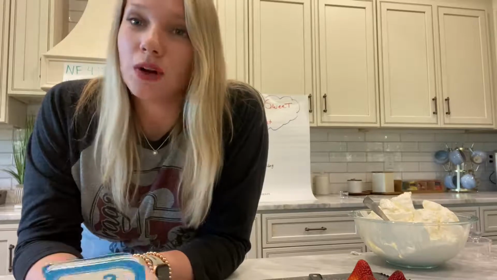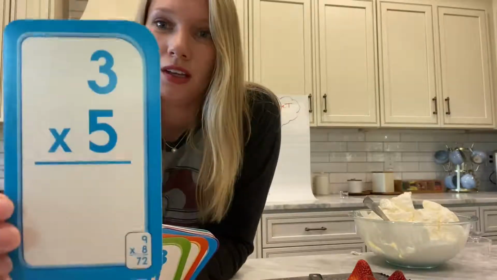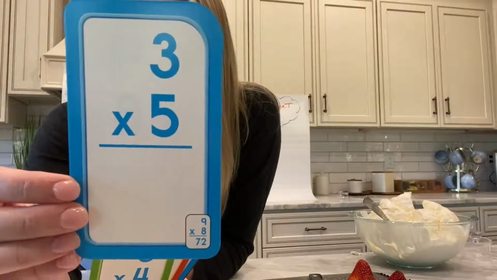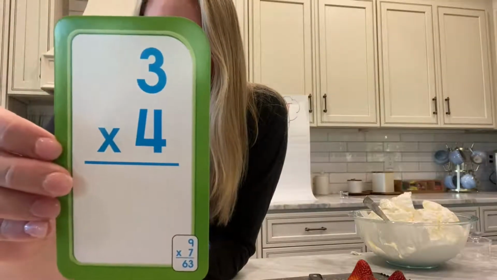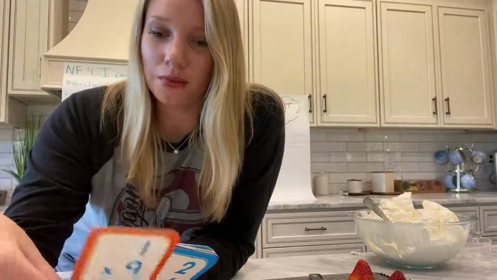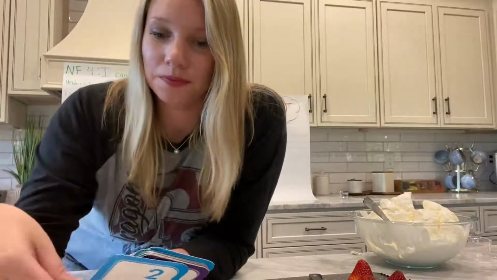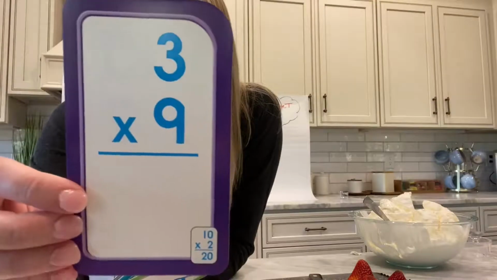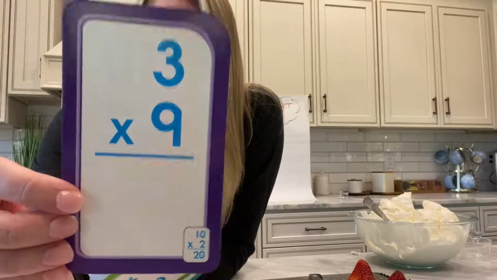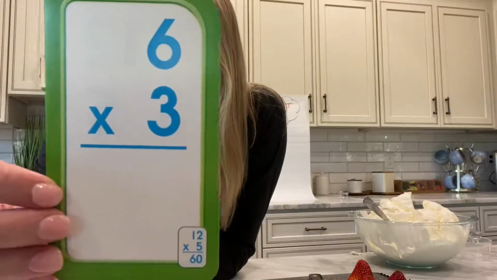All right? So I'll hold up the multiplication card and you shout out the answer, okay? Ready? 3 times 5 is 15. Good job. 3 times 4 is 12. Good job. You guys are experts. 1 times 9 is 9. 2 times 6 is 12. 3 times 9 is 27. 6 times 3 is 18.